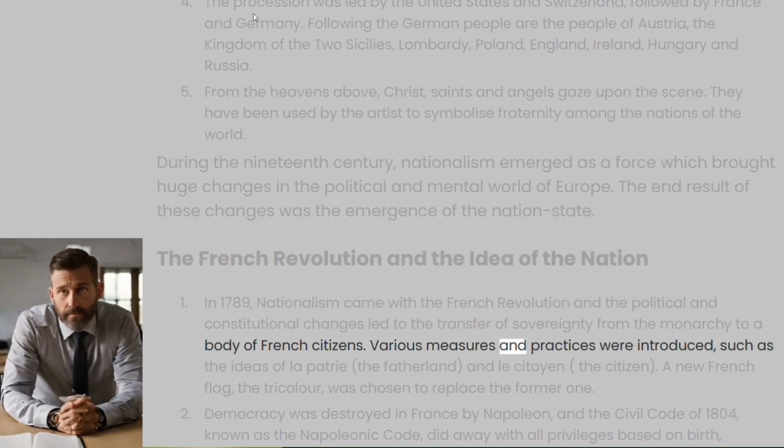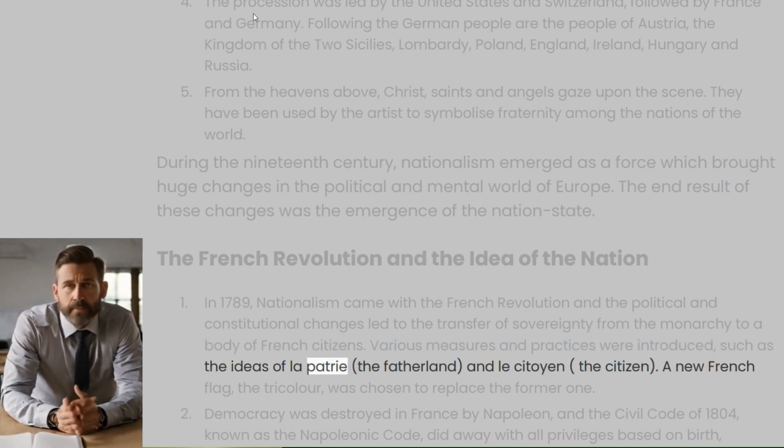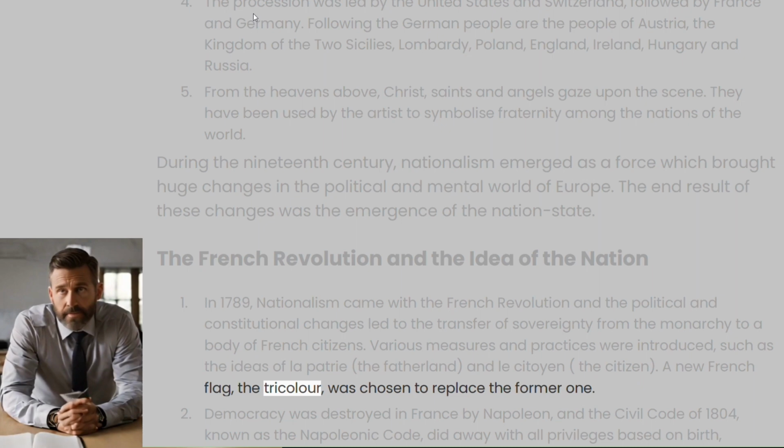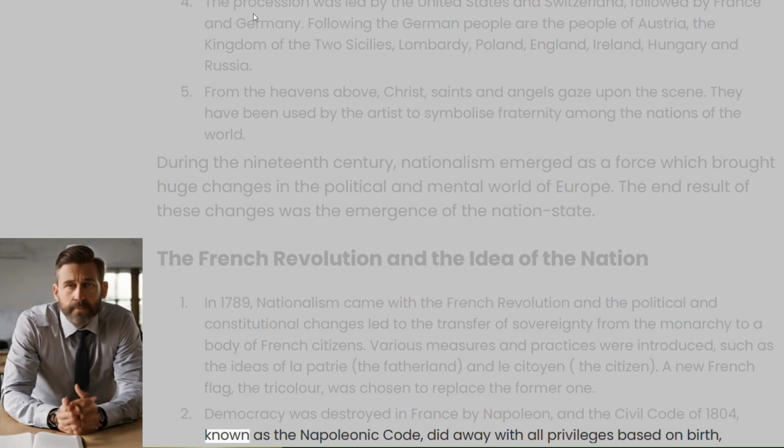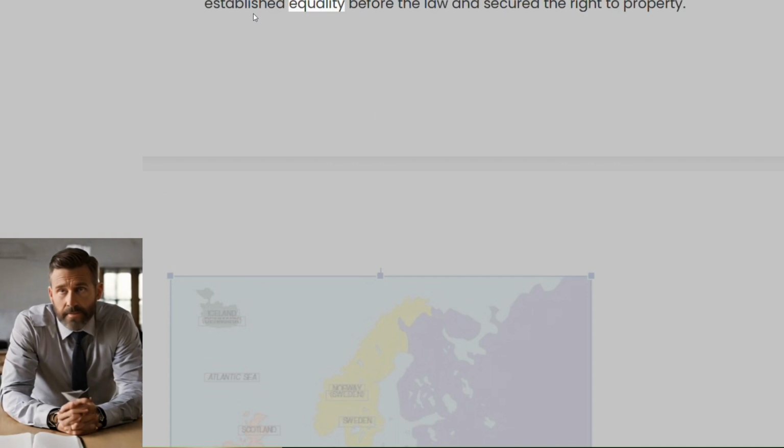Various measures and practices were introduced, such as the ideas of la patrie, the fatherland, and le citoyen, the citizen. A new French flag, the tricolor, was chosen to replace the former one. 2. Democracy was destroyed in France by Napoleon, and the Civil Code of 1804, known as the Napoleonic Code, did away with all privileges based on birth, established equality before the law and secured the right to property.